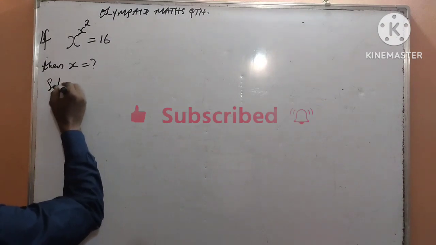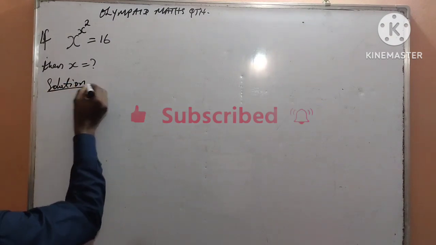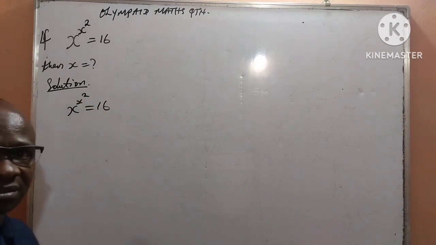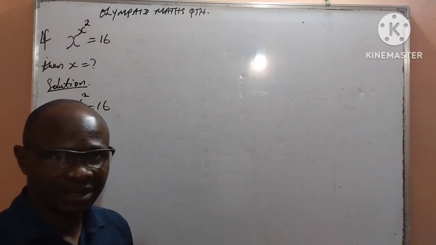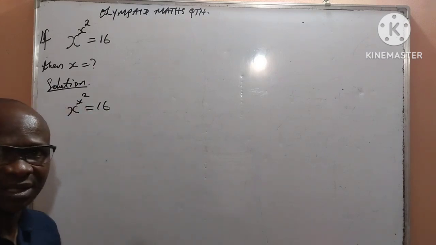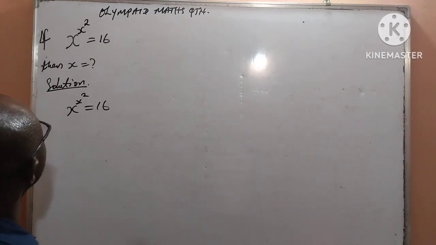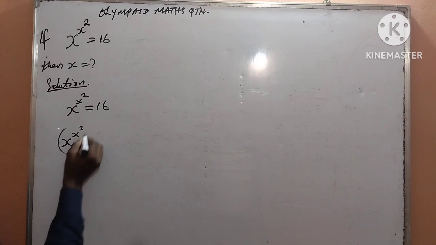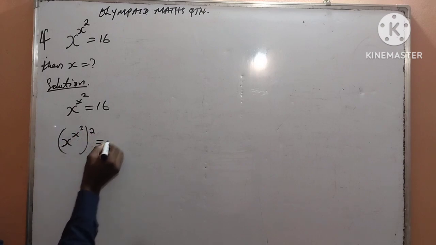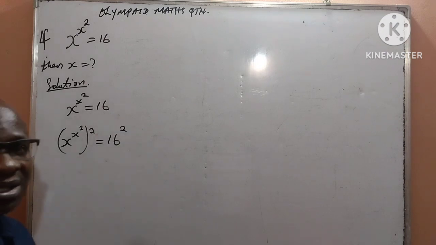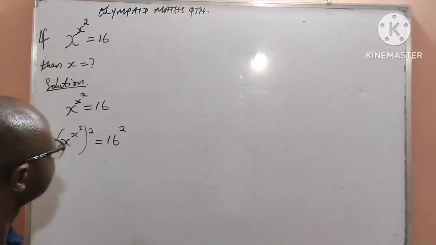Solution to this question: x raised to power x raised to power 2 is equal to 16. The first step I will take, applying the laws of indices, is to multiply both sides by power 2. And that means I am going to have x raised to power x raised to power 2 all multiplied by power 2 equal to 16 raised to power 2. So at this time I have raised both sides of the equation by power 2.